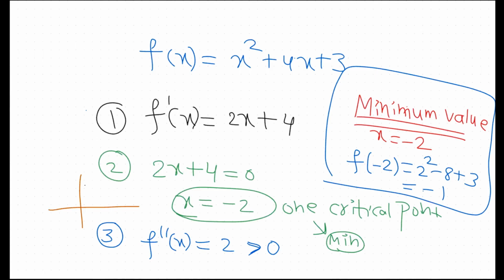So this is a function. First of all, it's a parabola. Parabola has two shapes. What are the two shapes? Either it will be U or it will be reverse U, in this particular question.